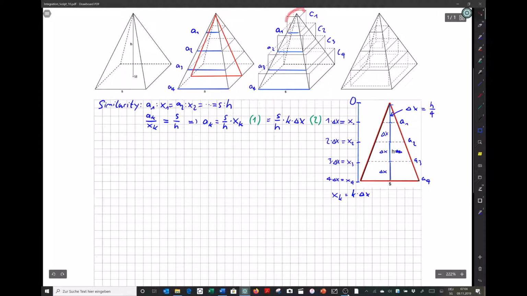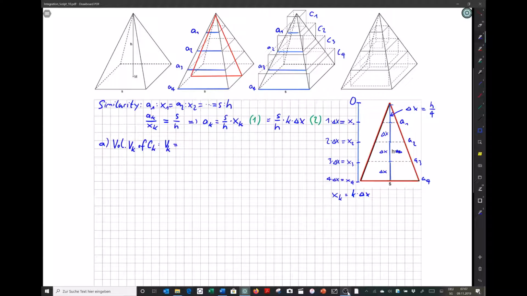The 4 cuboids, C1, C2, C3, and C4, they all have a square base, and the side lengths of these squares exactly correspond to A1, A2, A3, and A4. The height of the cuboids is delta x, obviously a quarter of the total height. Note that each of the cuboids is larger than the corresponding slice of the pyramid, and hence using these 4 cuboids we are overestimating the real volume. We're getting an upper estimate.